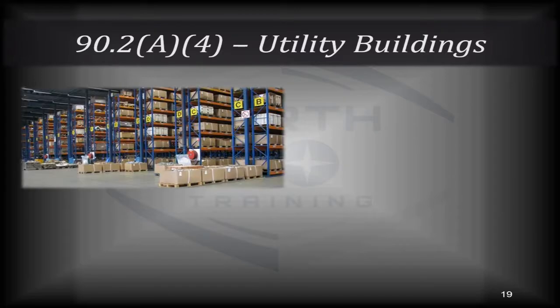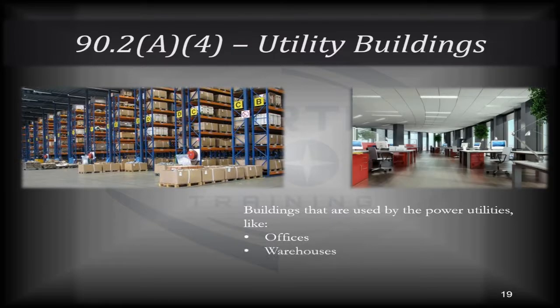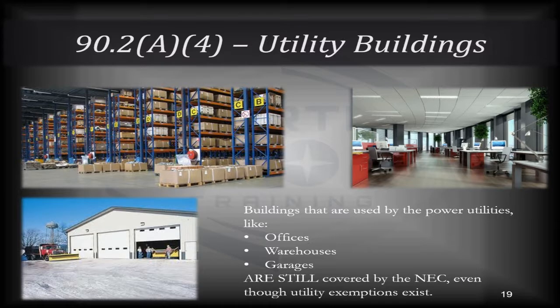90.2(A)(4) deals with utility buildings. And buildings that are used by power utilities, like offices, warehouses, garages, those are still covered by the National Electric Code. They're not exempt simply because they're owned by the power utilities. And that's important to remember. Some people believe just because the utility owns it, it's not going to have to follow any certain set of guidelines or rules, and that simply isn't true. There are utility exemptions, but these buildings and spaces are not it.